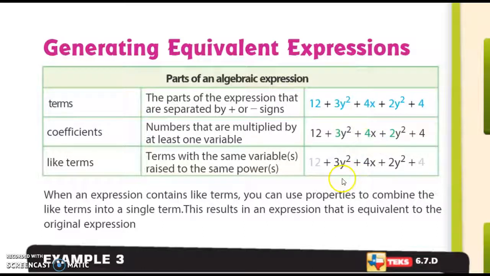And then our like terms, these are things like 3y squared and 2y squared. The variable is the same, so therefore they would be like terms. So x is not going to be like y squared, so 3y squared and 2y squared would go together. Okay, so I'm going to show you what that looks like on paper.